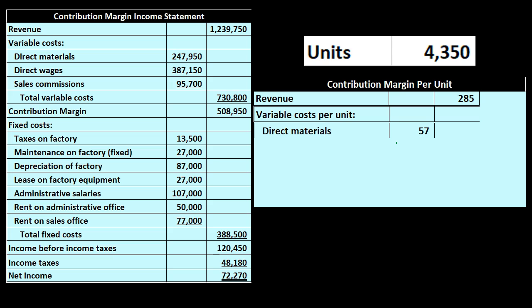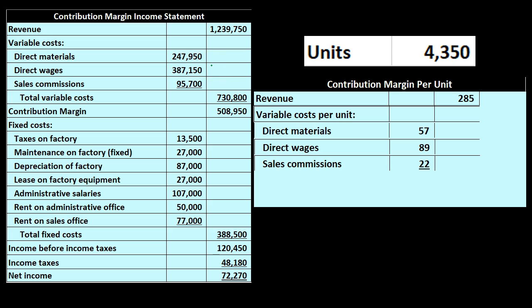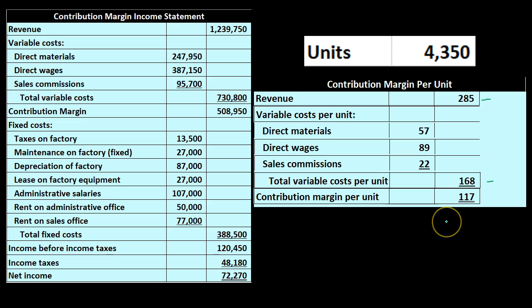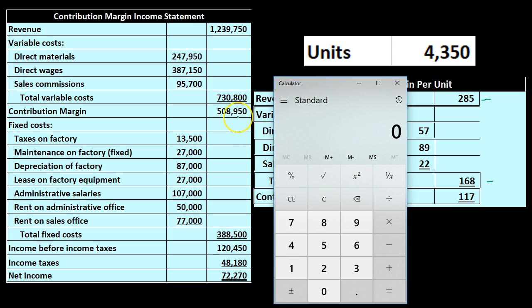We're going to break these costs out by behavior, and we'll talk more in depth about this type of behavior, variable and fixed. But see, this is going to give us a benefit. Then we have the direct wages also behaving the same, sales behaving the same. Those items give us our total variable costs per unit, and then the sales minus the total variable costs is what gives us our contribution margin per unit, which we could also calculate as the contribution margin total divided by the number of units, 4,350.